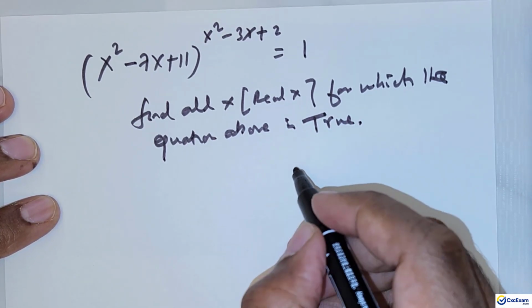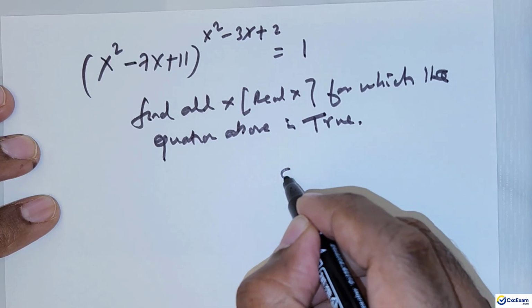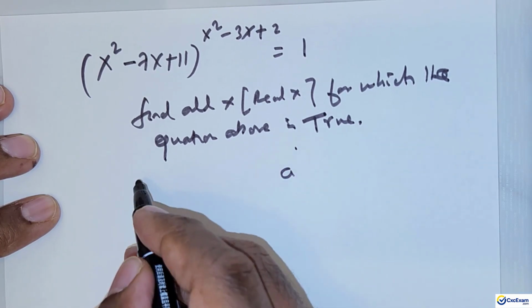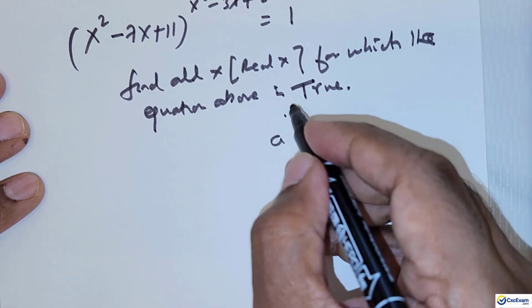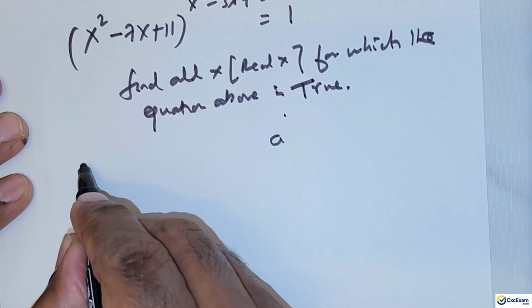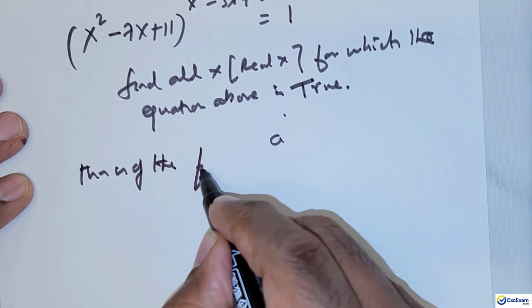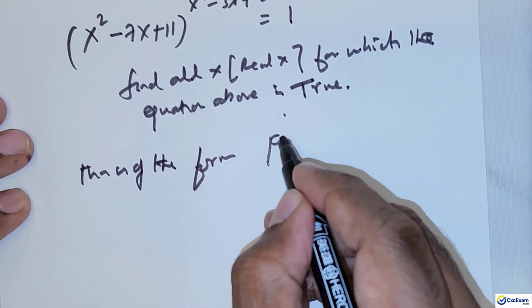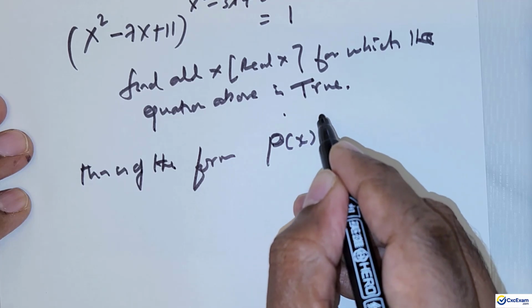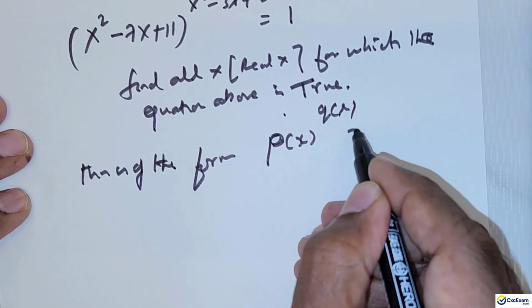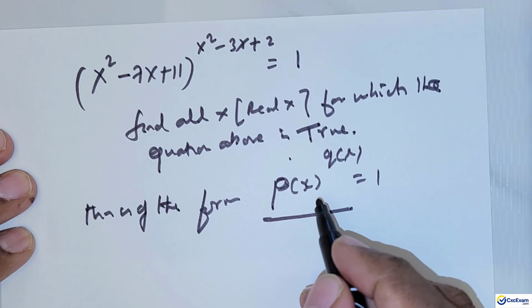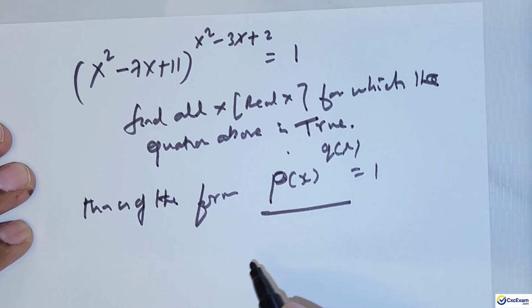Now, what is this? This is actually of the form p of x raised to the power of q of x is equal to 1. So this is a type of equation of this form.